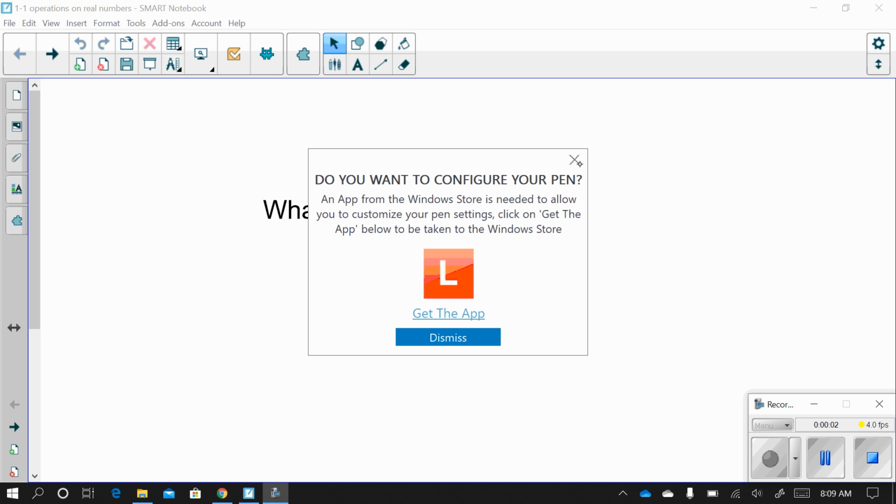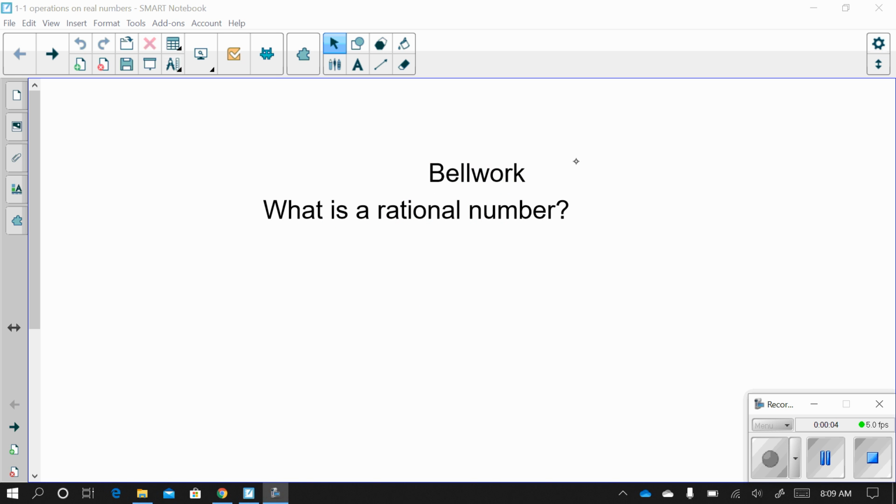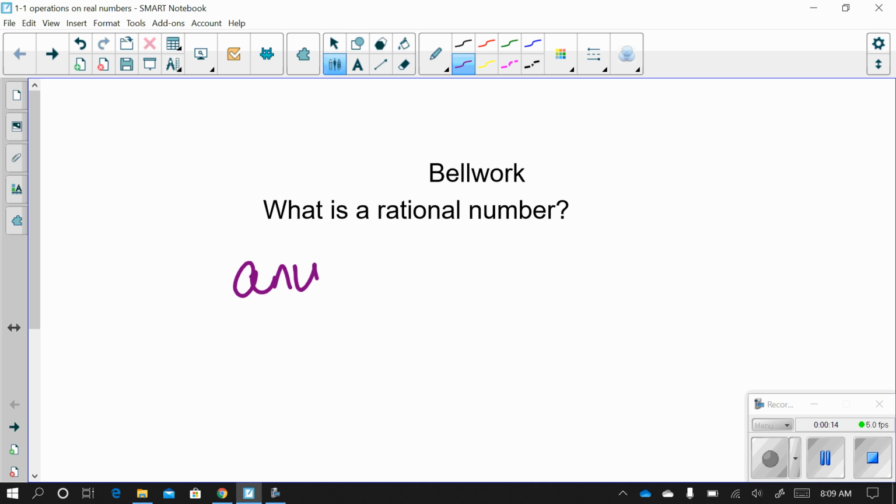Nice. So we are going to start with Chapter 1, Section 1. So the warm-up I have for you is: what is a rational number? Hopefully you remember a rational number is any number that can be written as a fraction.